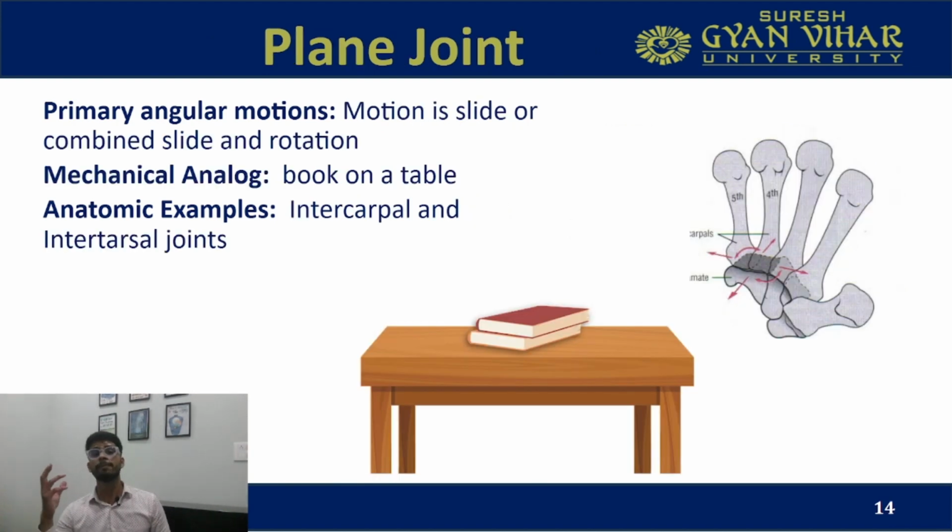Then there is the plane joint. The motion is sliding, or combined sliding and rotation, which can occur. Mostly there is sliding. Its mechanical resemblance is a book. If a book is kept on a table, or my hand is put on the other hand, I put my hand like this on the other hand. So this is a flat surface, this is also a flat surface, and there is a joint in between them. This type of joint we can see in the intercarpal joints, between these intercarpal bones, and also in the foot at the intertarsal joints. So these are the examples of the plane joint.